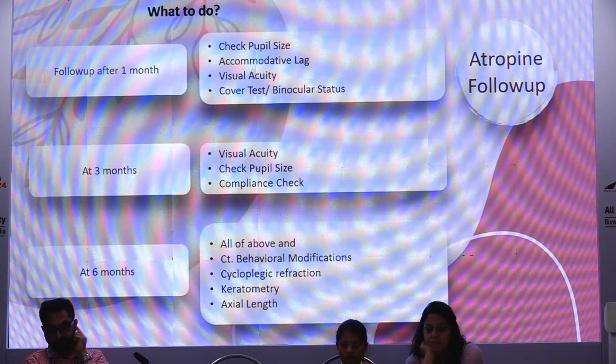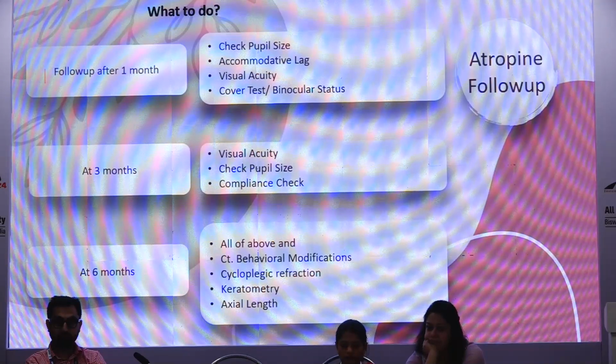At 3 months, we would again check the visual acuity, pupil size and compliance. We check the compliance at 3 months because in the first month everybody is really into it: the child has become myopic, we will do something about it. By the end of 3 months, everything gradually goes down. So we have to do a compliance check whether the patient is actually putting the drops or not.